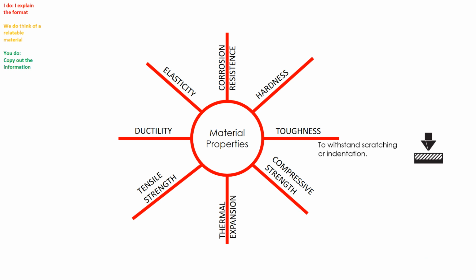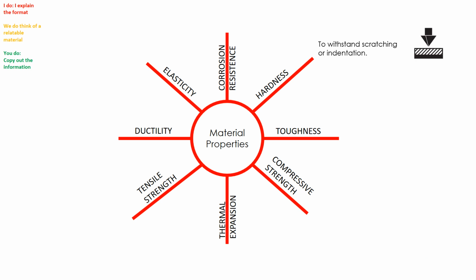We're going to start first with hardness. So how we determine what hardness is: the ability for that material to withstand scratching or indentation. You can test it with Rockwell, where you indent it and measure the pressure used and also the size of the indentation. A hard material to use is titanium.